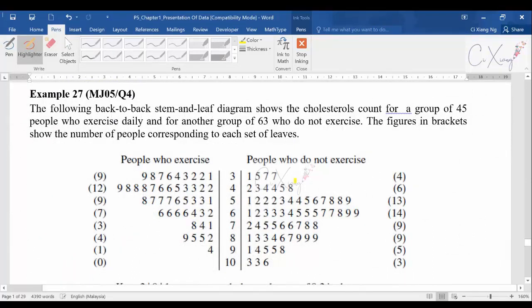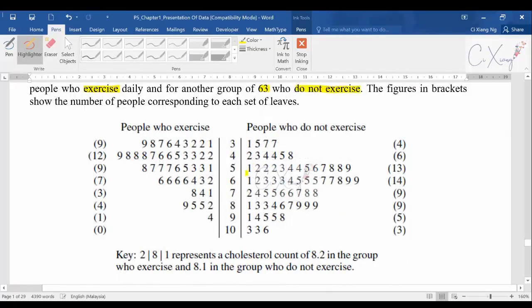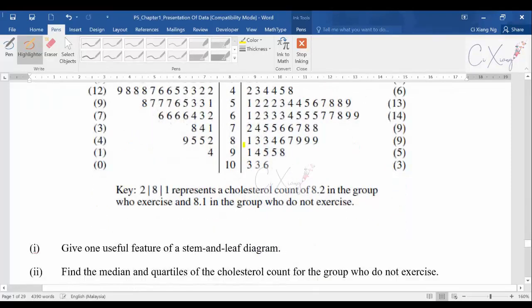Okay, so let's have a look at example 27. For this example, they give you a stem plot, not a box and whisker. Sorry, stem plot. So it is a back to back stem plot. We have a stem and leaf diagram, or stem plot, for 45 people who exercise and also 63 people who do not exercise. And the figure in brackets shows the number of people corresponding to each set of values. So again, you should be able to understand what this stem plot means, and how you get the data from the stem plots here. There are 2 groups of people here. So let us try to answer the questions first.